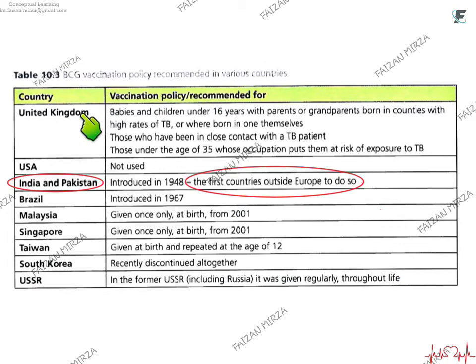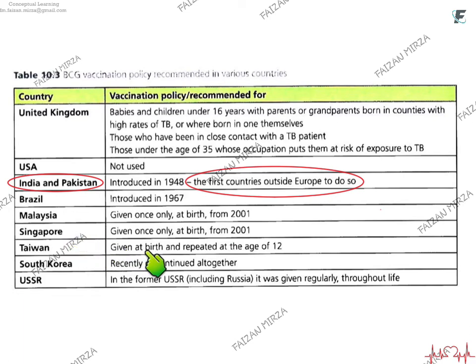On vaccination policy, the UK was one of the first places where babies are normally given the BCG vaccination. BCG is Bacillus Calmette-Guérin, the most commonly used vaccine. The UK uses it, and the USA has not used it. India and Pakistan were the first countries outside Europe to do so, back in 1948, and this still goes on. Brazil introduced it in 1967. Malaysia has given it once at birth since 2001. The same goes for Singapore.